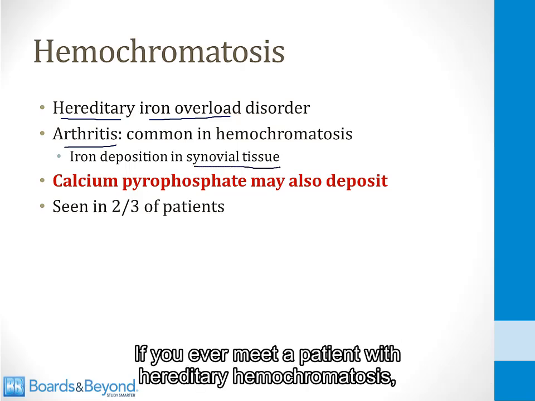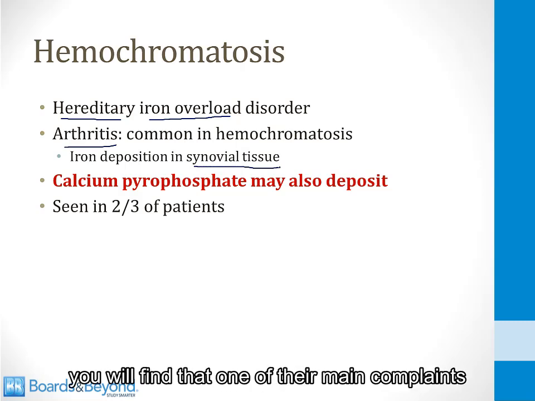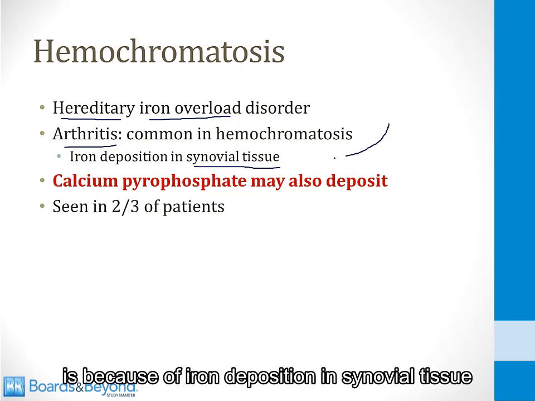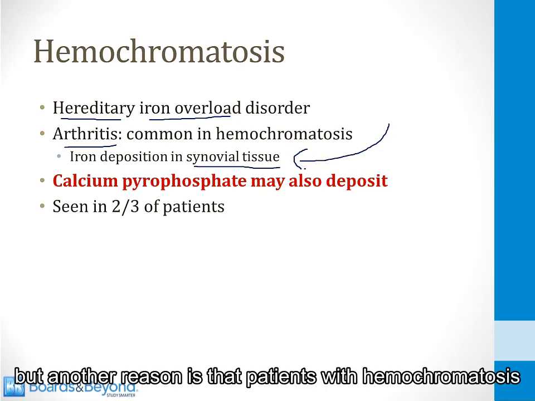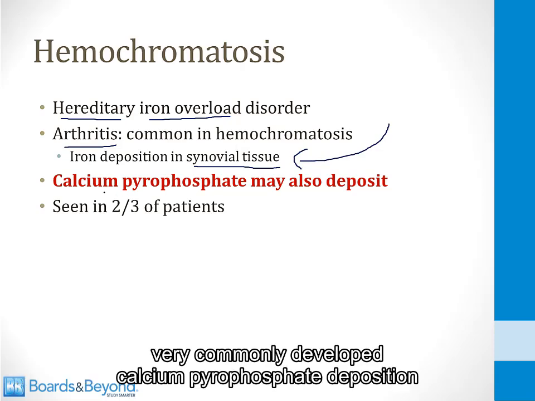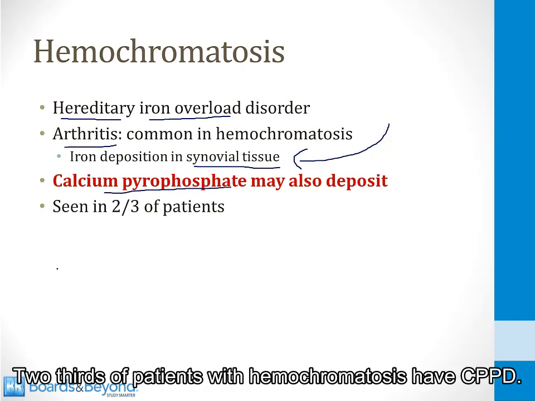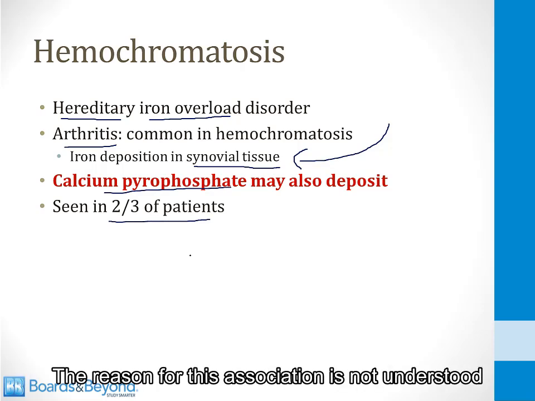If you ever meet a patient with hereditary hemochromatosis, you will find that one of their main complaints is that their joints ache. One of the reasons for this is because of iron deposition in synovial tissue, but another reason is that patients with hemochromatosis very commonly develop calcium pyrophosphate deposition in the hyaline cartilage. 2/3 of patients with hemochromatosis have CPPD. The reason for this association is not understood.